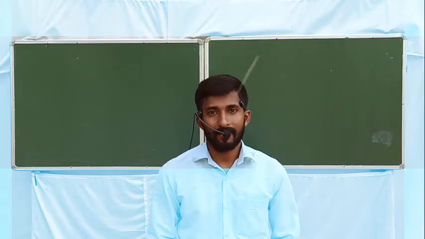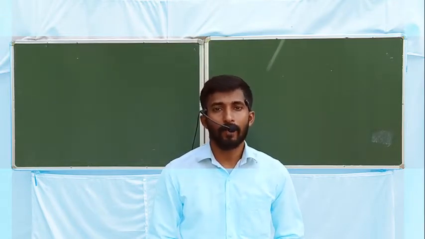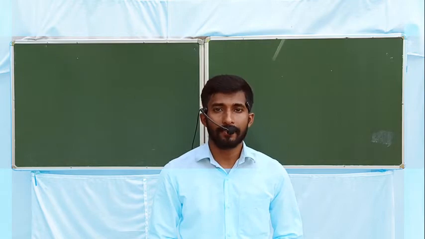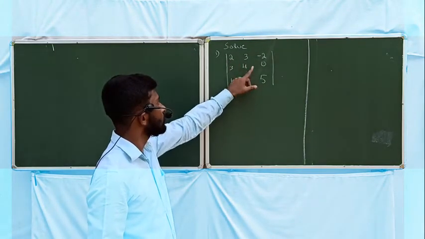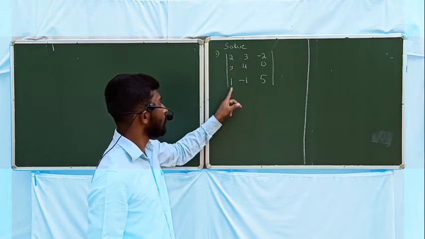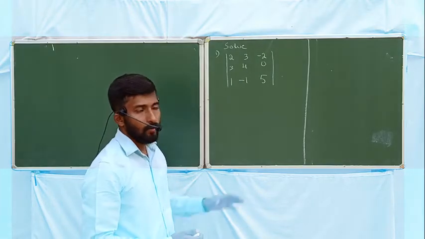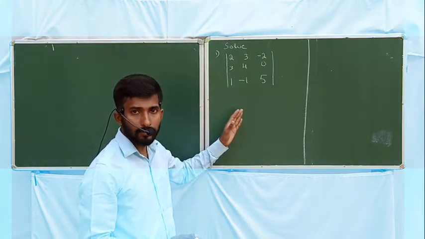Students, good morning. In this session, I will solve some important questions from the exercise. See the first question. Solve the determinant 2, 3, minus 2, 3, 4, 0, 1, minus 1, 5. You can see it's a determinant of order 3.